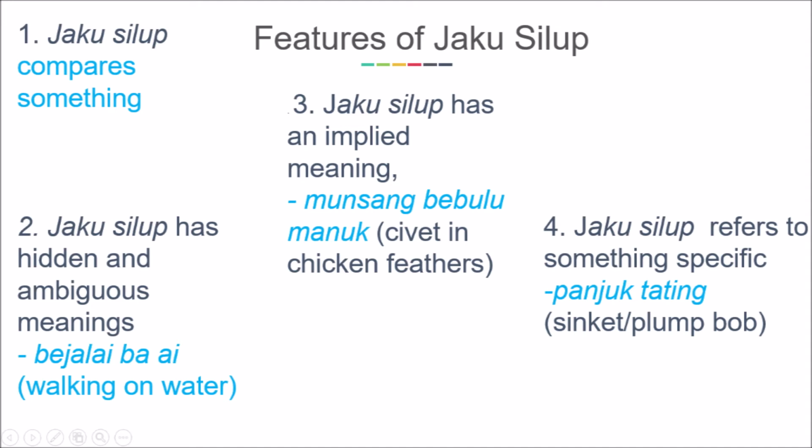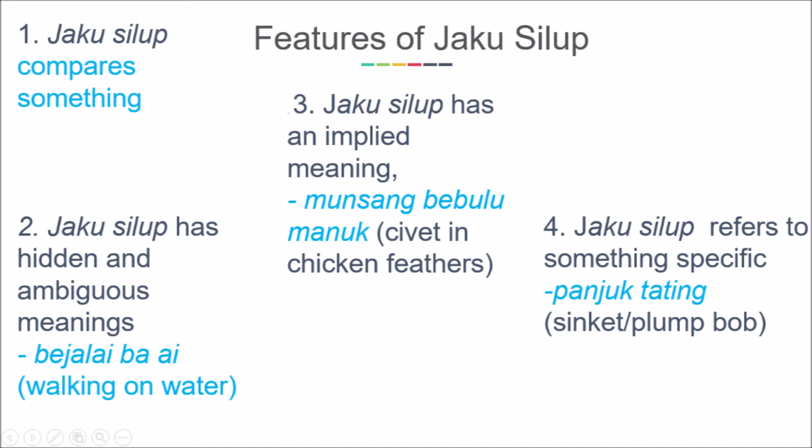Now, let's talk about the features of Jaku Silup. Number one, as I've said, Jaku Silup compares something. It compares two things or three things at one time. And then number two, it has hidden and ambiguous meaning.